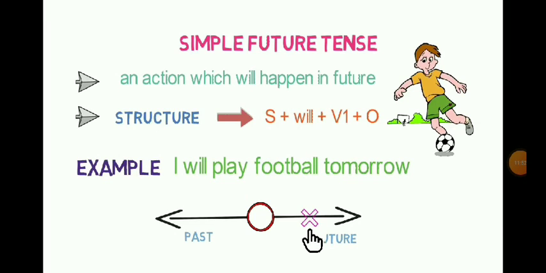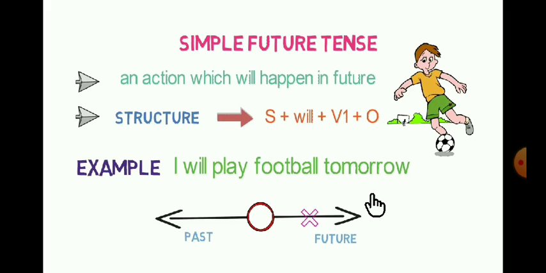The cross is marked, so it denotes the future, because the action, the boy is going to play football tomorrow. So he's going to play here, not there in the circle, not there in the past. He's going to play here in the future. That's why the sentence says, I will play football tomorrow.